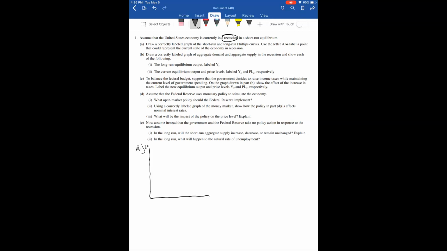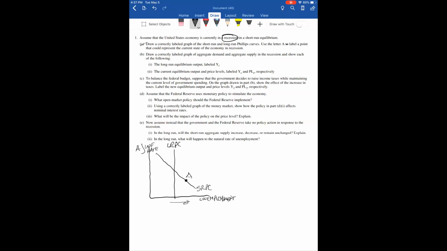So we've got inflation rate here and unemployment on the x-axis. And the long-run Phillips curve is going to be vertical, and a downward sloping short-run Phillips curve. Since we're in a recession, unemployment is going to be higher than normal, so you can see unemployment's on this axis, we're going to put the A over there. And that takes us through letter A.